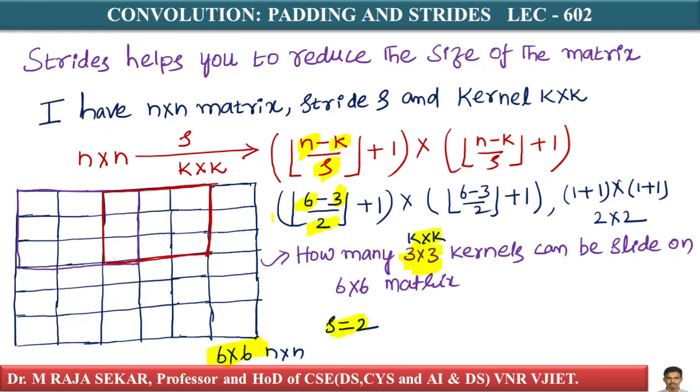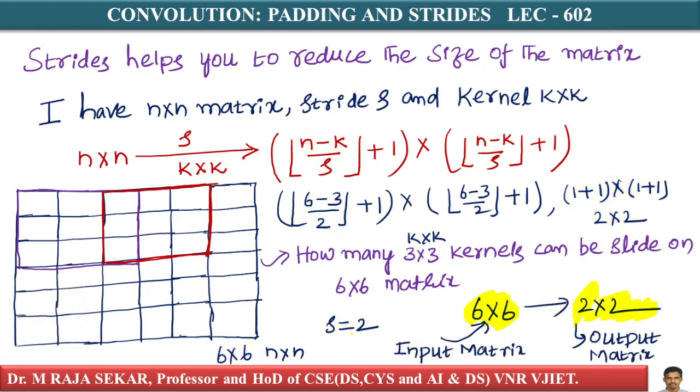So it is 6 minus 3 by 2, which is 3 by 2, meaning 1.5. It is a floor, so this 1.5 can be treated as 1. Therefore, what is the output matrix size? 1 plus 1 cross 1 plus 1. From the input matrix of size 6 by 6, just observe, you will get an output matrix of size 2 by 2.